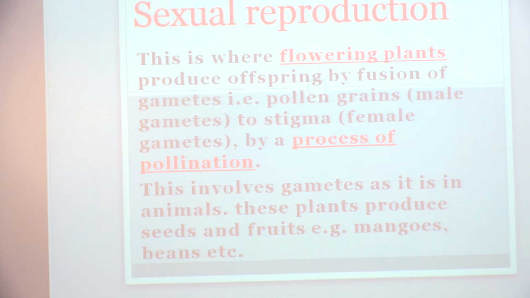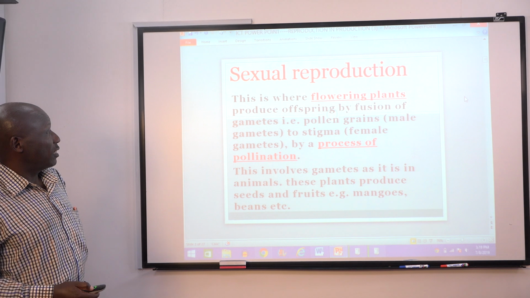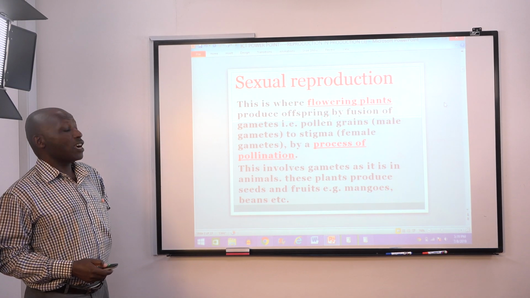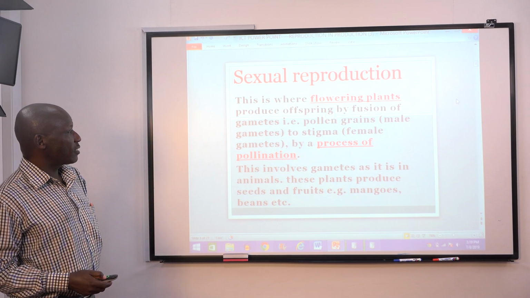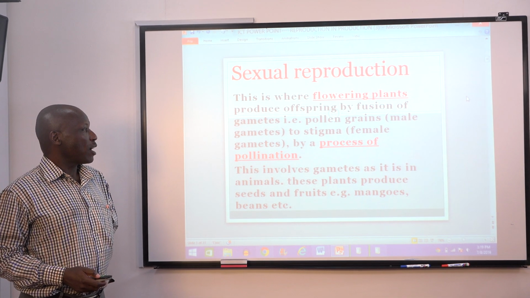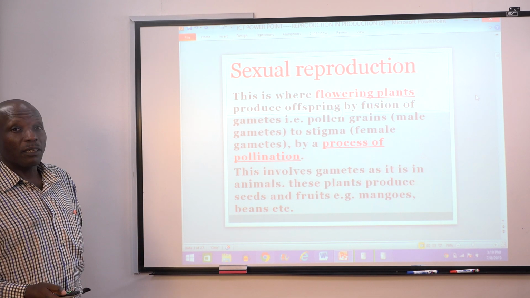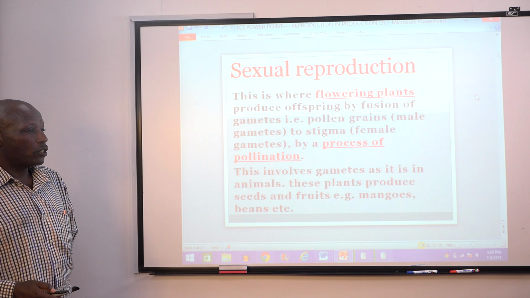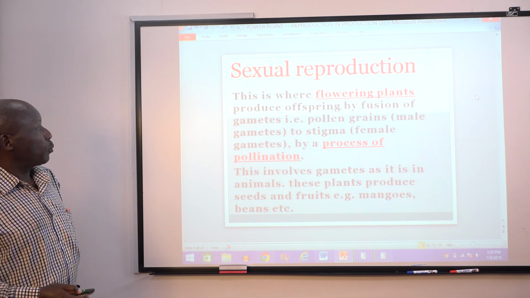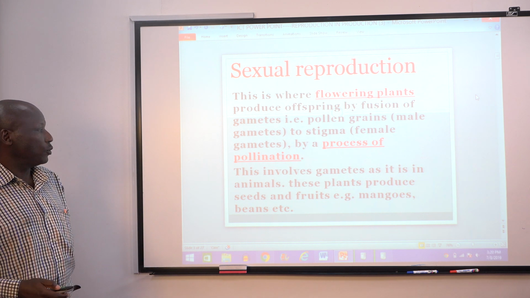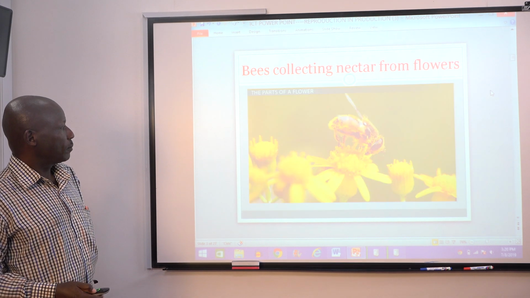Sexual reproduction, majorly in flowering plants, involves fusion of gametes, whereby you have pollen grains representing the male gametes, and then you have the ovules in the ovary, which the pollen reaches through the stigma, which represents the process of pollination. So, sexual reproduction involves the fusion of the two gametes, as it does in animals.